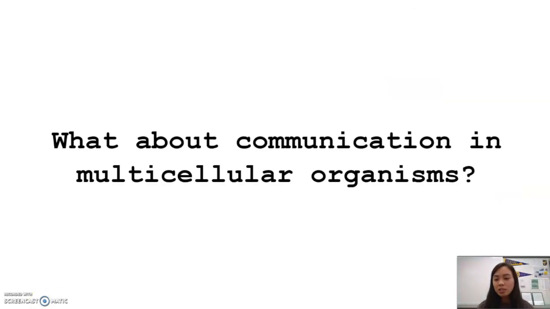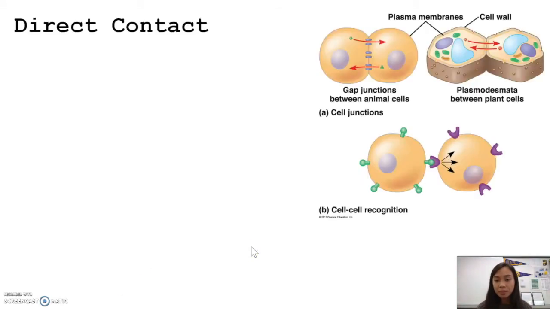So we've talked a lot about simple organisms like bacteria, like yeast, but what about communication in multicellular organisms, when there's multiple cells coming together to work for the betterment of one organism? There's a couple types of communication that occurs. So the first type, we're going to go from closest to furthest. The first type is direct contact.